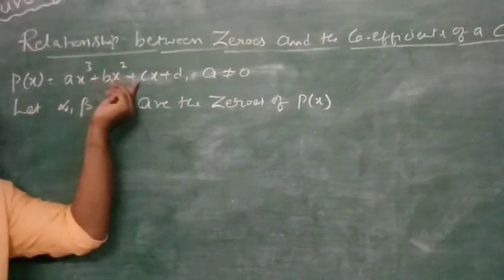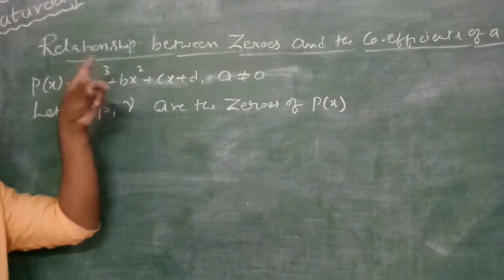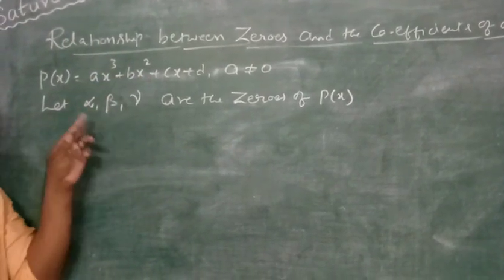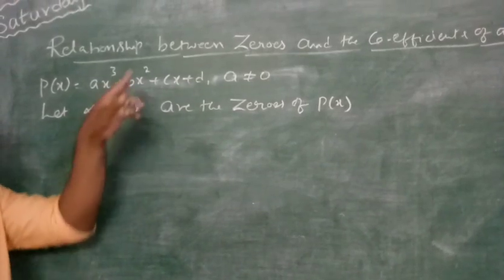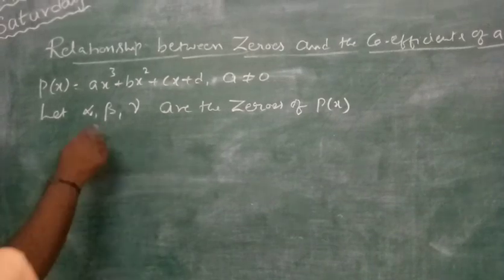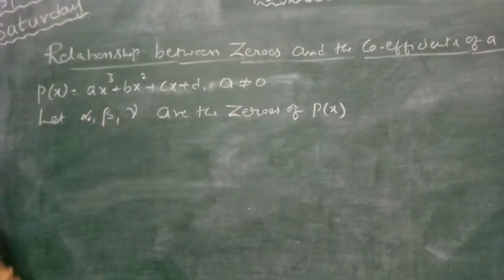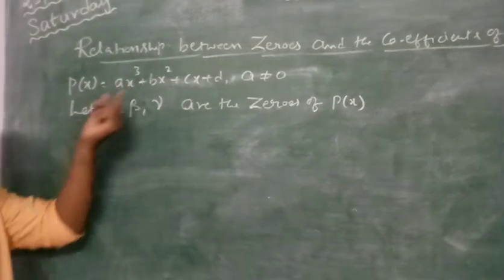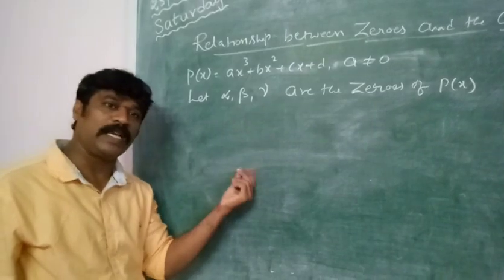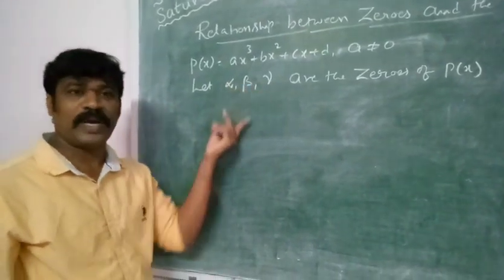If it is a quadratic polynomial, we take only 2 zeros, alpha and beta, because the degree must be 2. Now it is a cubic polynomial, the degree is 3, so we have to get 3 zeros, and we are assuming them as alpha, beta and gamma. And we already learned that to get the polynomial, first we have to write its factors, and if we multiply the factors, then we get the polynomial. So now they are the zeros, first we have to write its factors.